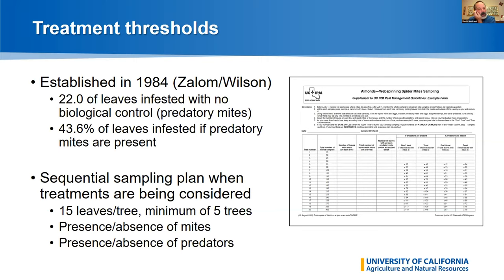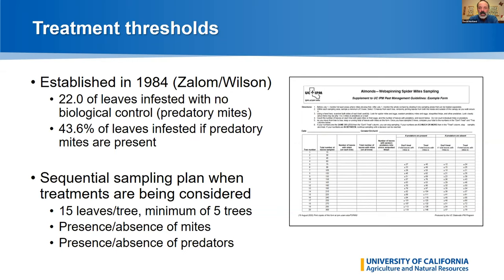Based on that, they did a sampling plan, and that's what's on this form you see on the right that you're welcome to use. You collect 15 leaves from a minimum of 5 trees, presence or absence of mites. Don't count the mites, just presence or absence, and presence or absence of predators. Walk right through the form and it'll tell you whether or not you've reached this threshold that they calculated at 43%.